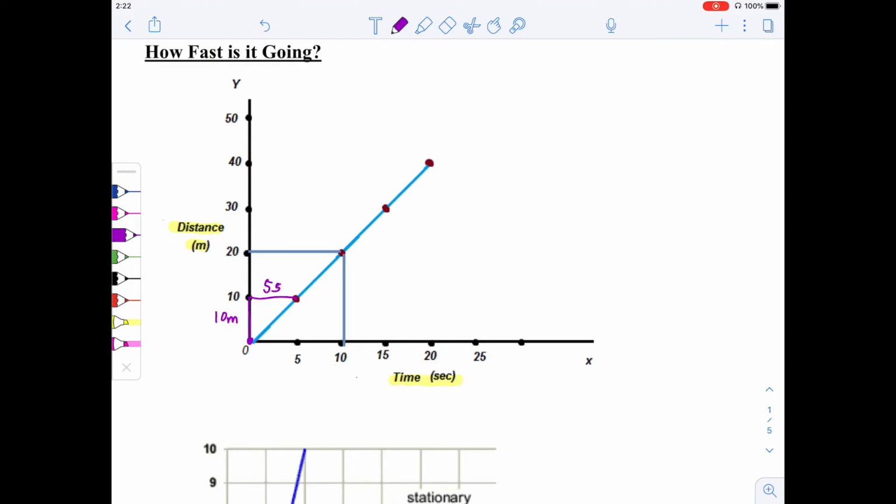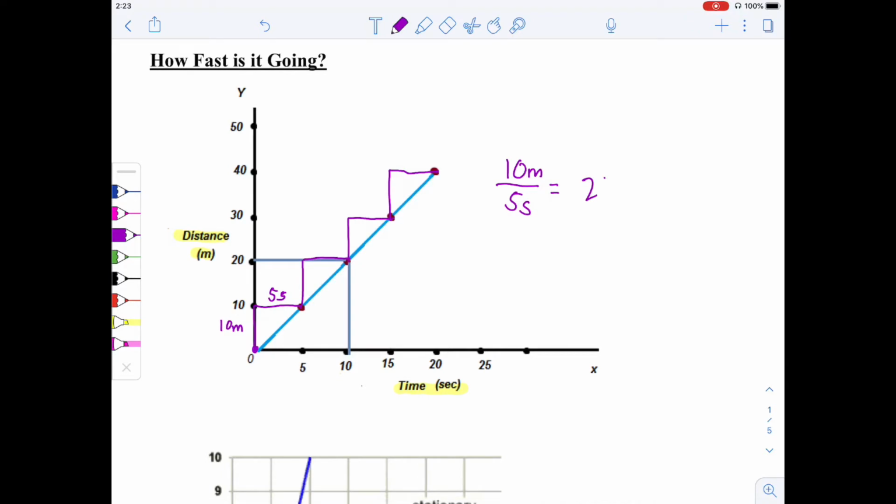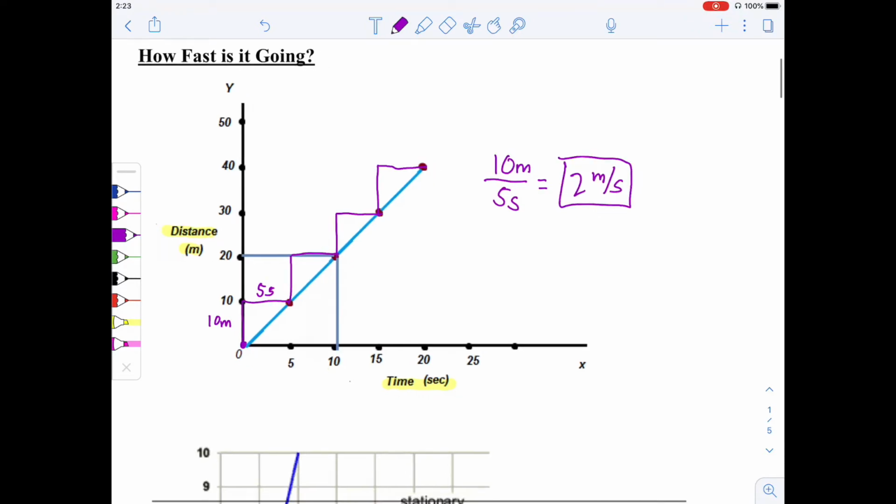And that'll be our rate of change, right? 10, 5, 10, 5. And just keep going up. 10 meters, 5 seconds. And that would be our rate of change, right? So 10 meters for every 5 seconds. And if we divide that, 10 divided by 5, it's going to be 2. So 2 meters per second. And that's our speed. And this is our rate of change.